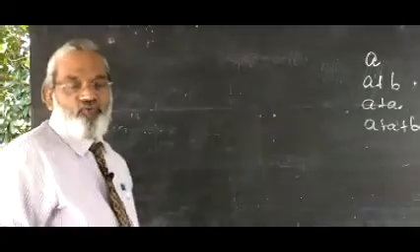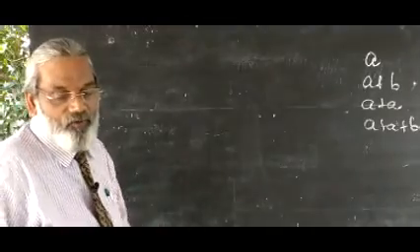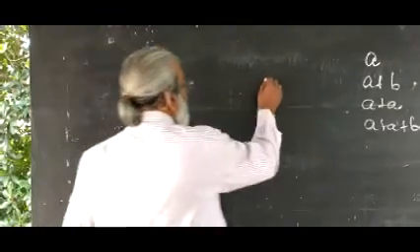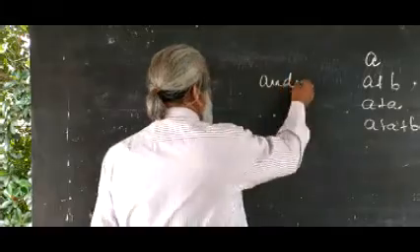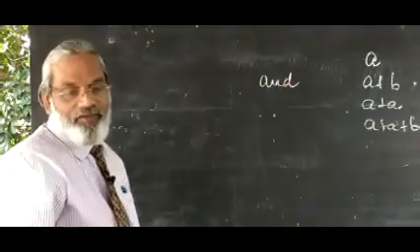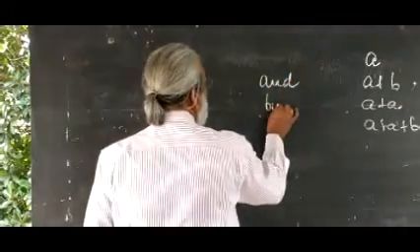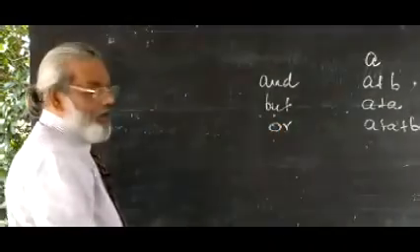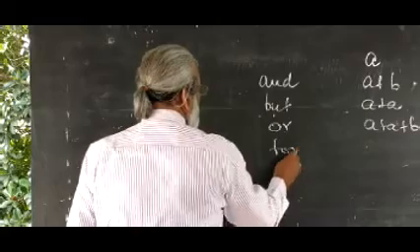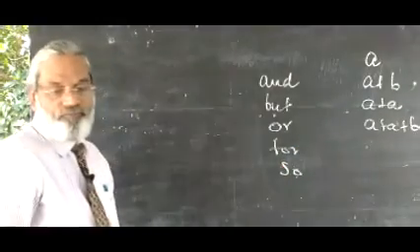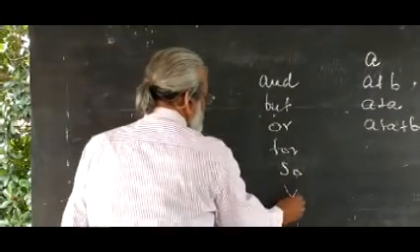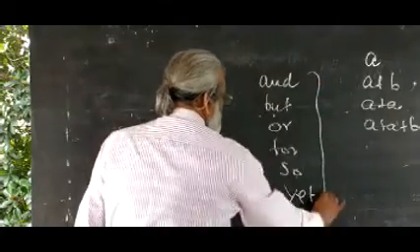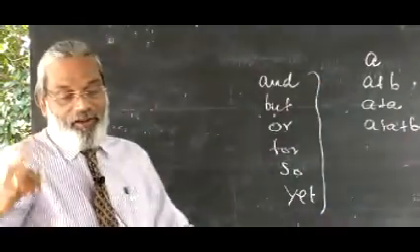For the purpose of convenience, I'll give you some of them. Coordinating conjunctions: the first one is and. Remember. Second one, but. Then the third one, or. Then you will get for. You will get so. Then yet. All right, these are the important coordinating conjunctions.